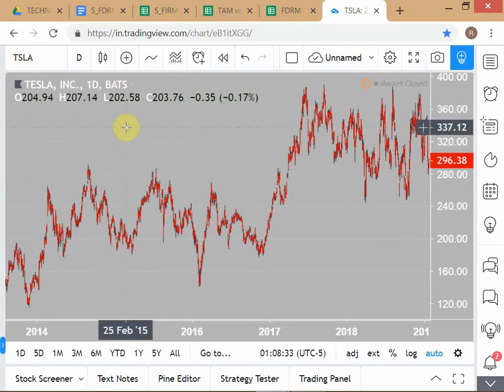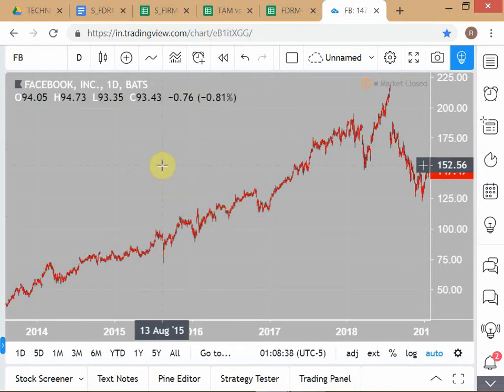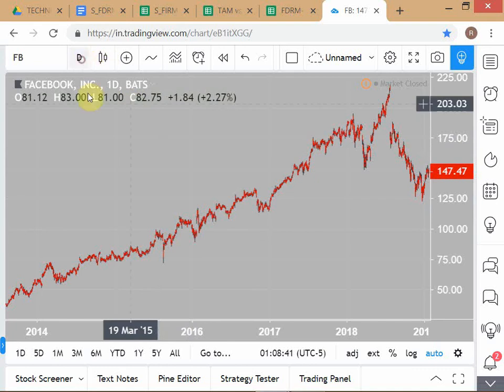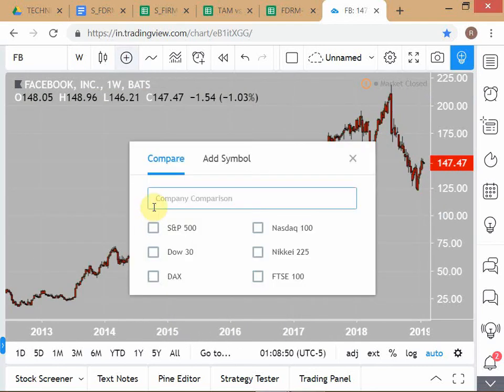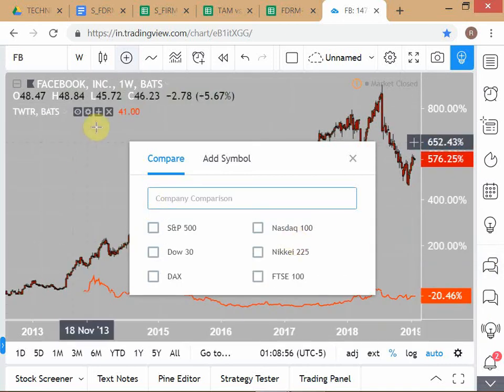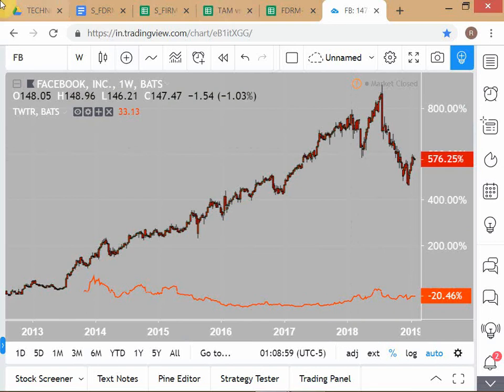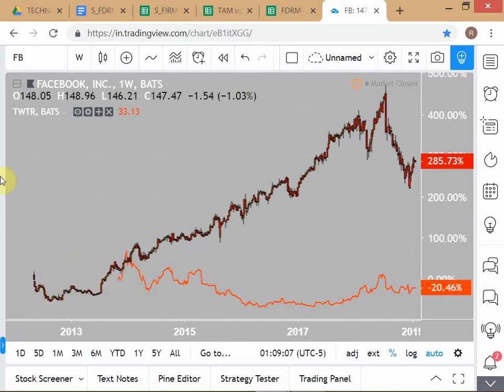If you look at Facebook first, Facebook has suffered a lot recently. But let's look at weekly charts and compare this to Twitter. You can see the difference in performance in that same period, obviously starting from here, because the Twitter IPO came later. Here you can see that Facebook is up about 285% and Twitter is down about 20%.